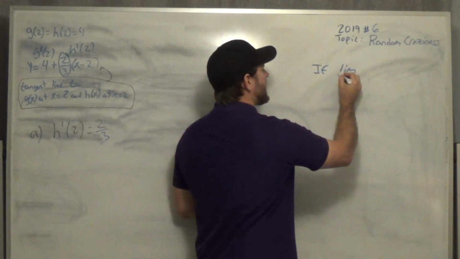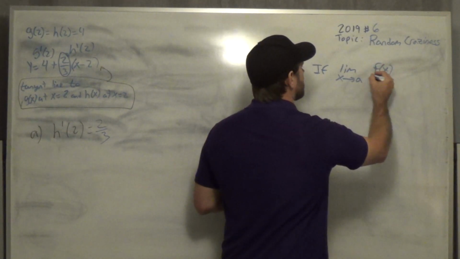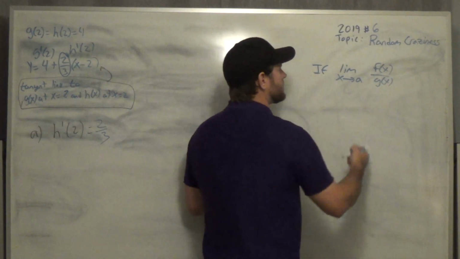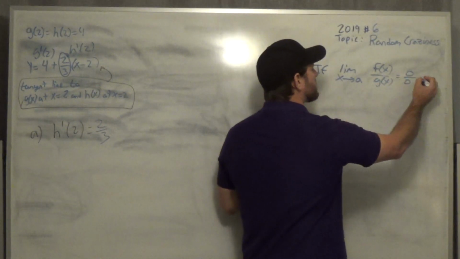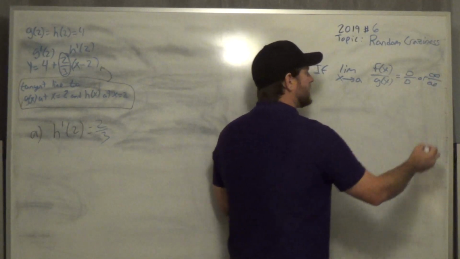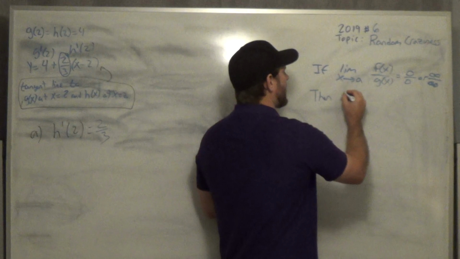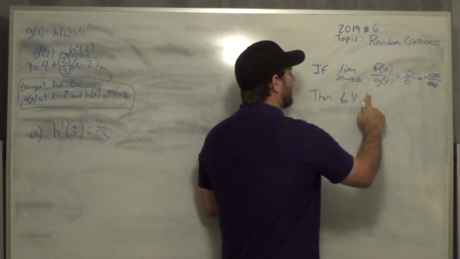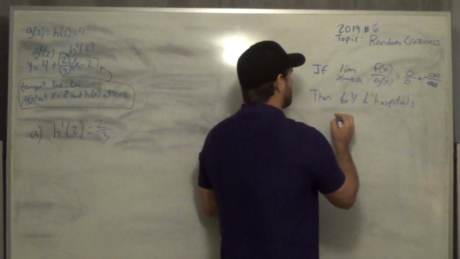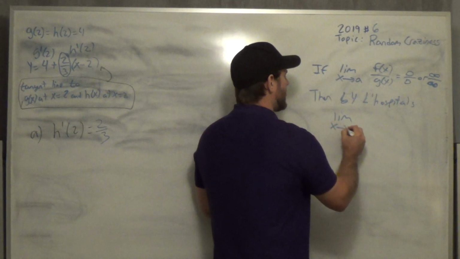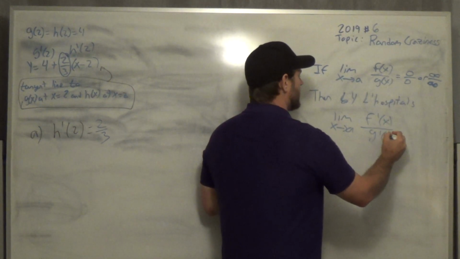So, if the limit as x approaches a of f of x over g of x, x approaches anything. Anyways, if you either get 0 over 0 or infinity over infinity, it can be either one of these, 0 over 0 or infinity over infinity, then by L'Hopital's, the limit as x approaches a will be f prime x over g prime x.